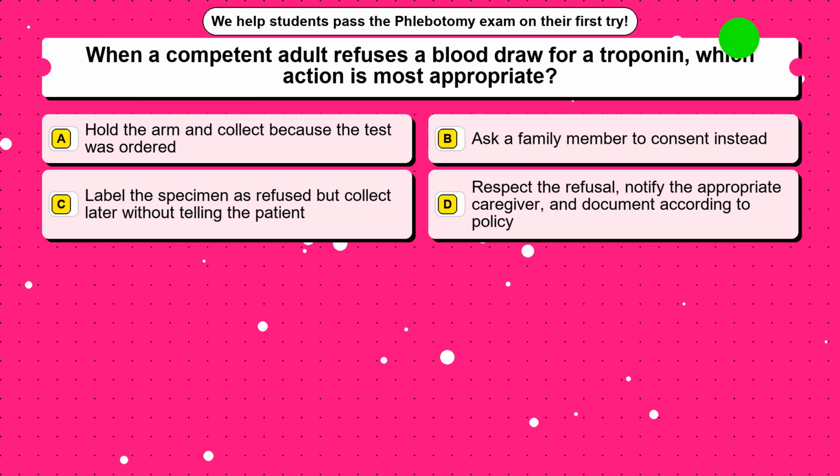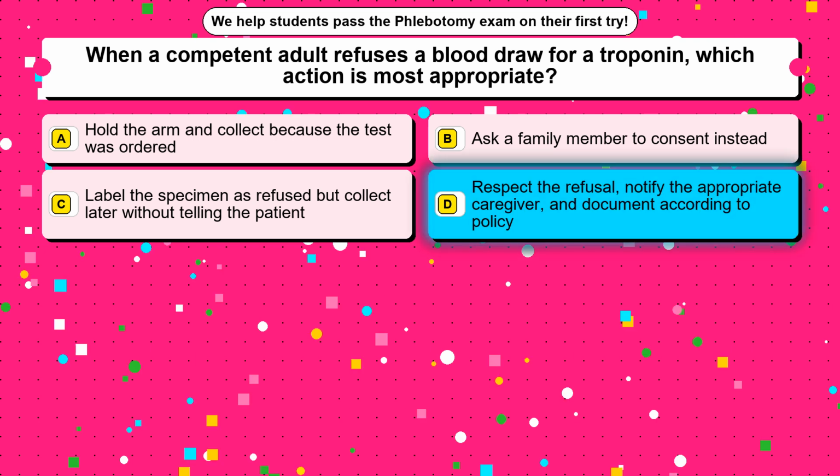Question 8. When a competent adult refuses a blood draw for a troponin, which action is most appropriate? Option A. Hold the arm and collect because the test was ordered. Option B. Ask a family member to consent instead. Option C. Label the specimen as refused but collect later without telling the patient. Option D. Respect the refusal, notify the appropriate caregiver, and document according to policy.